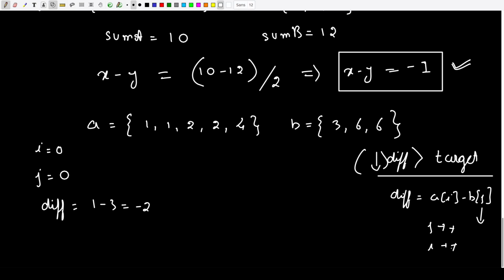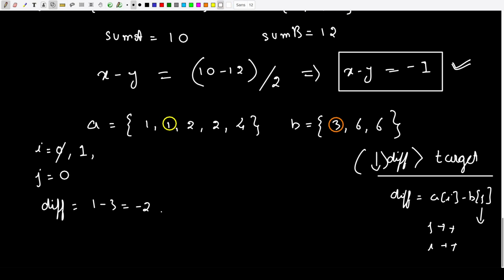Now let us apply this logic over here. So our difference is minus 2 and our target is minus 1. Since our difference is less than the target, we are going to increase our ith pointer. So the ith pointer will become 1. Now again we are going to compute the difference. So let me represent it also. So the ith pointer is here and the jth pointer is here.